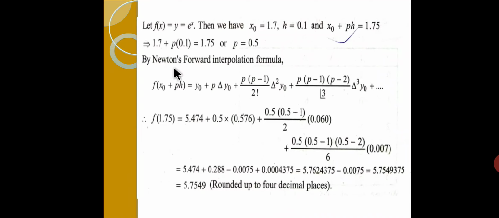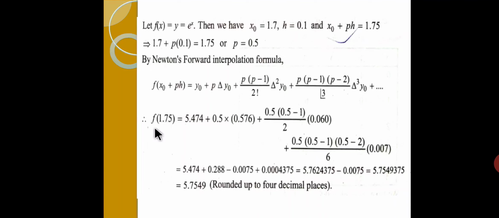By Newton's forward interpolation formula, y is equal to f of x, where x is equal to x naught plus ph. That is equal to y naught plus p delta y naught plus p into p minus 1 by 2 factorial delta square y naught plus p into p minus 1 into p minus 2 by 3 factorial delta cube y naught, and so on. So here x naught plus ph is equal to 1.75.